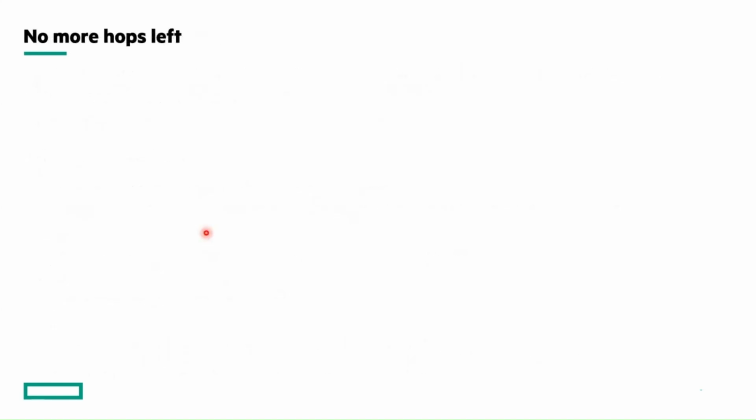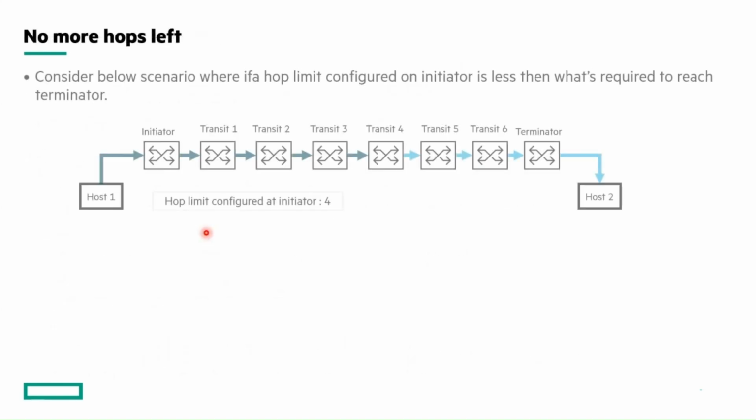Now consider a scenario, as I was mentioning in the previous slides, where the IFA hop limit configured on the initiator is less than what's required to reach the terminator. So here is a case where I have multiple hops in my network and I have configured my hop limit on my initiator as 4.